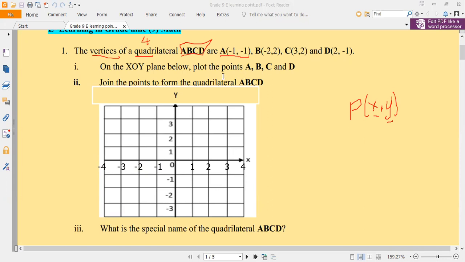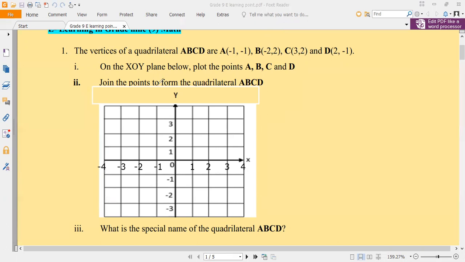So we have these vertices, and then the question says on the x-y plane, we plot the points A, B, and C. So we're going to be following these points one by one. So we go to point number 1, the point number one here.